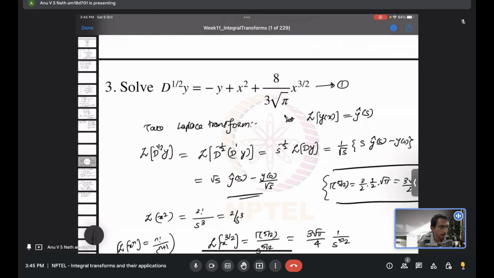So, is this clear? Any question on this? So this is how we can use Laplace transform to evaluate the half derivative. Basically, solve the fractional differential equations.